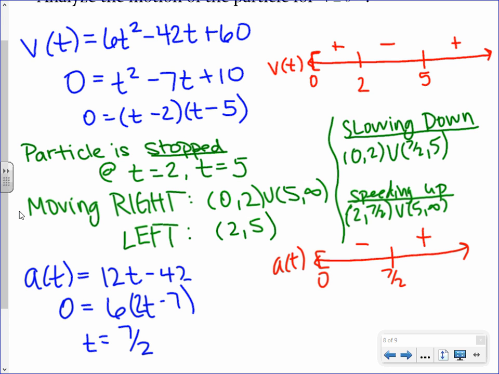Wait, what is it from 7/2 to 5? Slowing down because velocity is negative and acceleration is positive. Would you agree, Trevor? Okay. Okay, how do you feel? Good? Kind of nice, right?